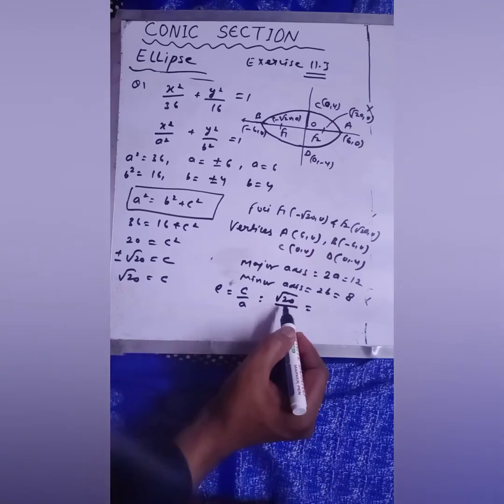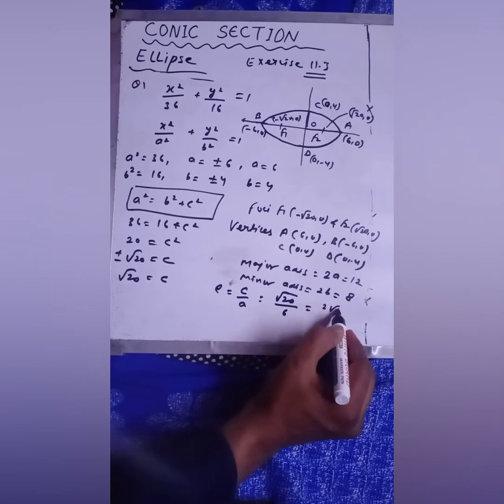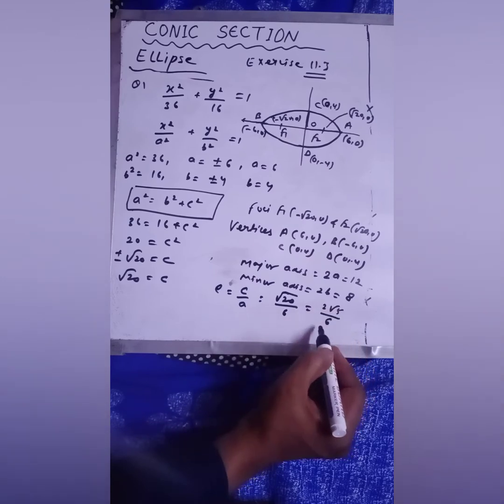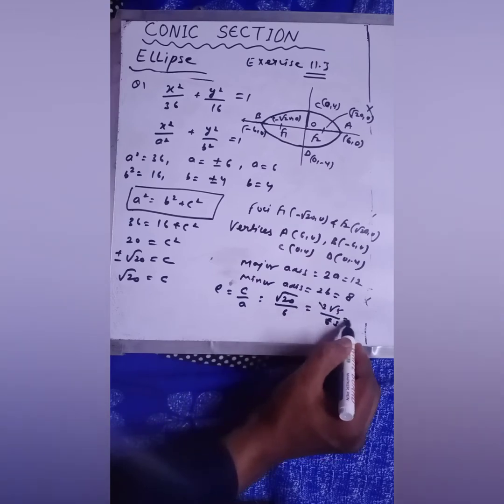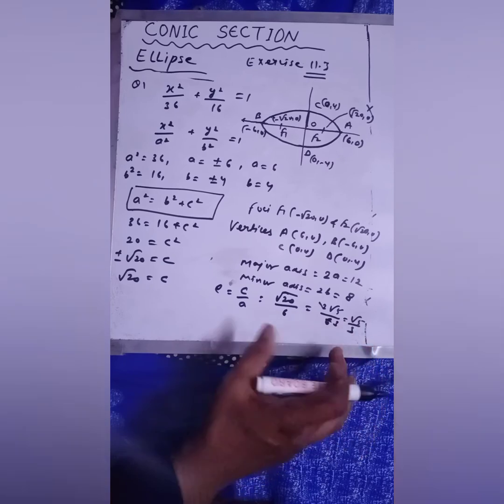So this √20 can be written as 2√5 over 6. So this and this will cancel out. You will get √5/3. So this is your e.